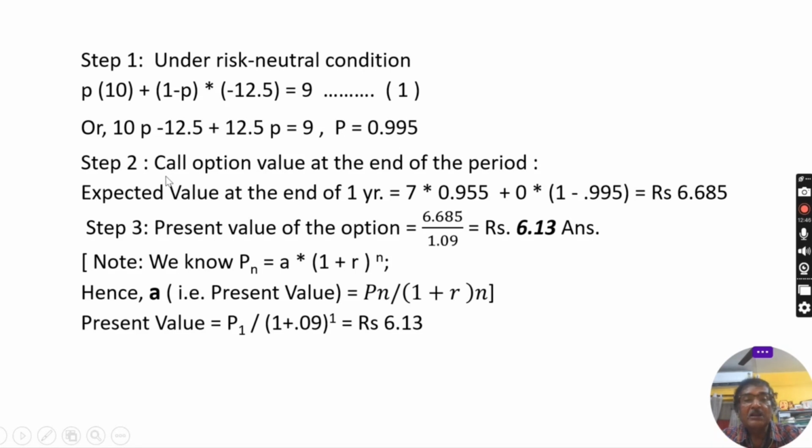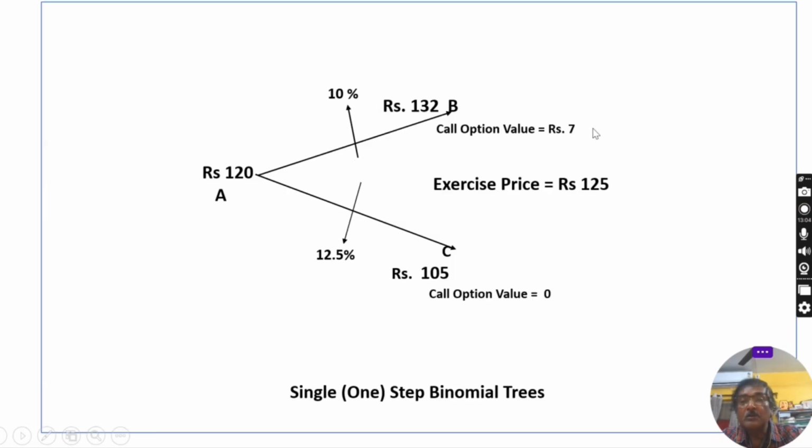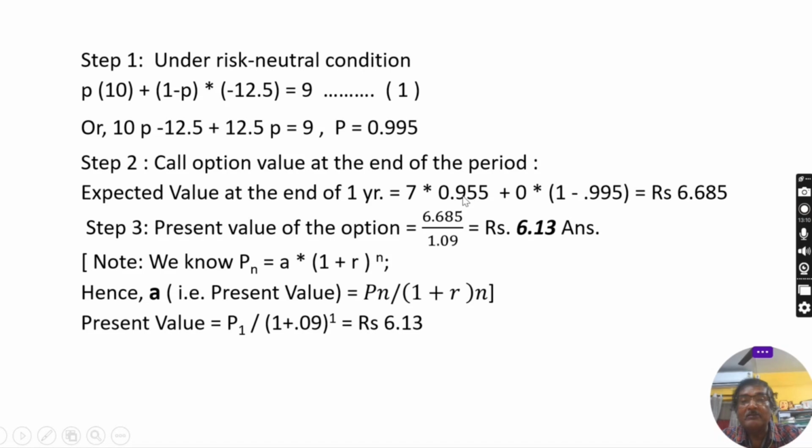Then step two, call option value at the end of the period. End of the period means in this case 1 year. What is the expected value of the call value? Expected value at the end of the 1 year. 7 is the call option value. If the price rises, the call option value is 7. The occurrence probability is 0.955.